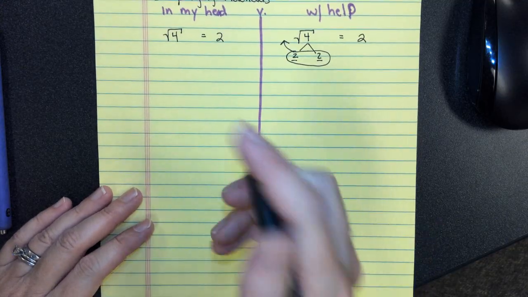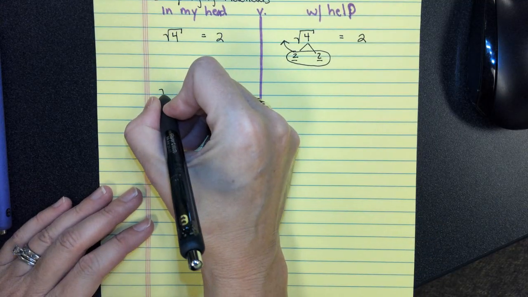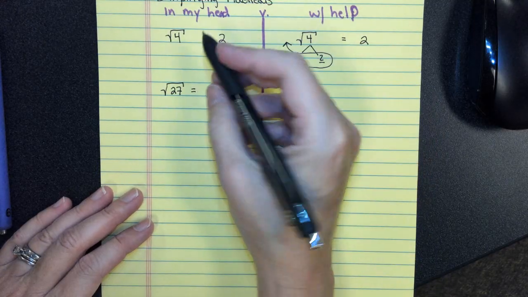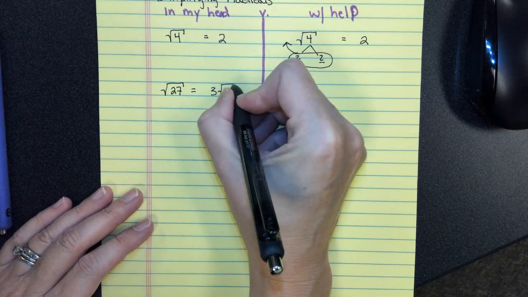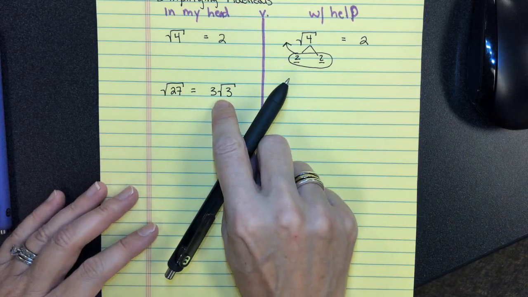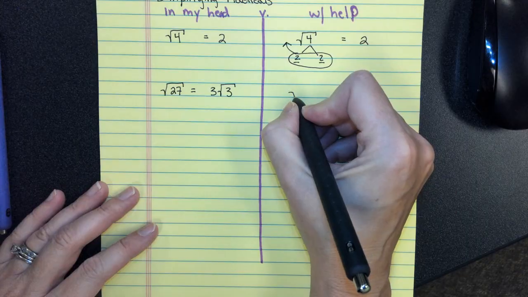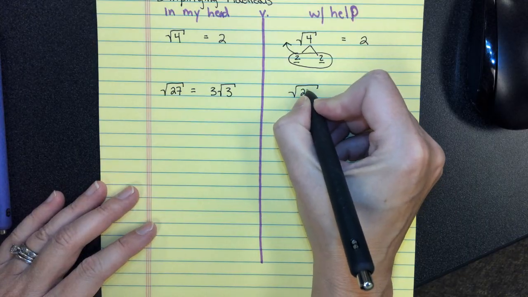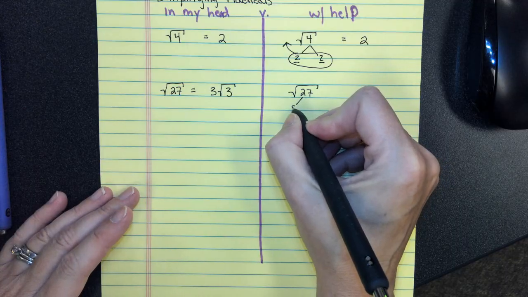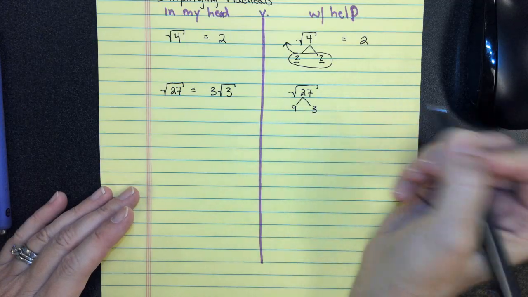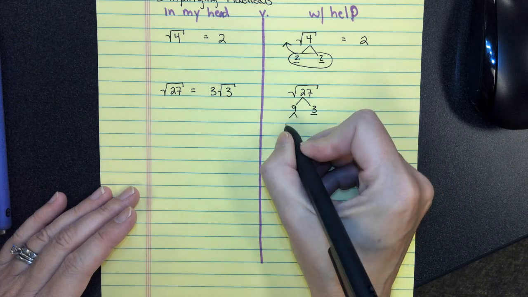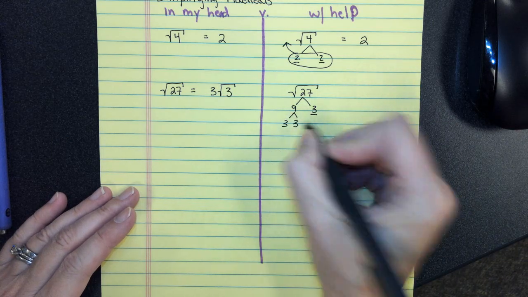Let's look at the next one. Square root of 27. This is 3 square root of 3. But what if I don't know how to do that in my head yet? Well, I'm going to come over here and I think of what multiplies to 27. I have 9 and I have 3. 3 is prime, 9 is not. I have 3 and 3.